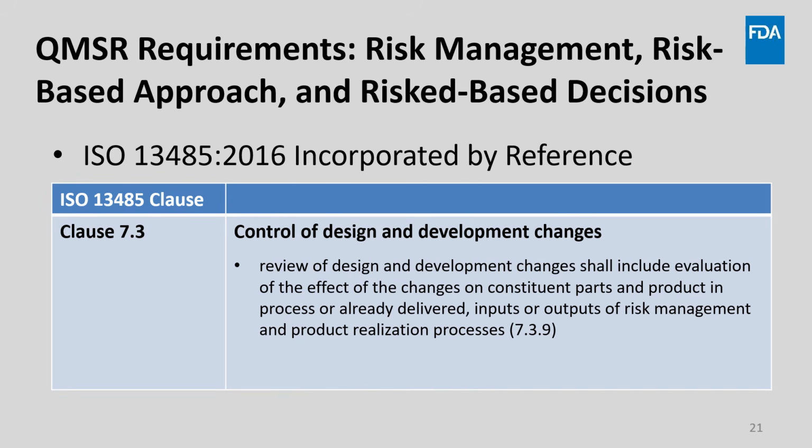In addition, Clause 7.3 specifies that when controlling design and development changes, reviews must include evaluation of effects on constituent parts, products in process or already delivered, inputs or outputs of risk management, and product realization processes. The evaluation and documentation of the change should be in direct proportion to the significance of the change and communicated to relevant functions in your organization to determine the total effect of the change.